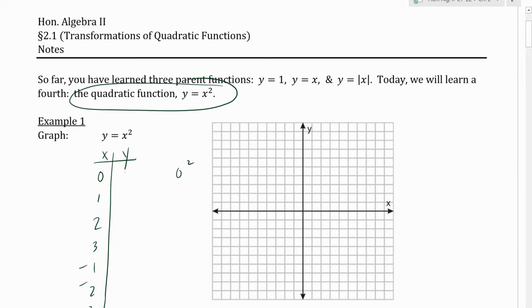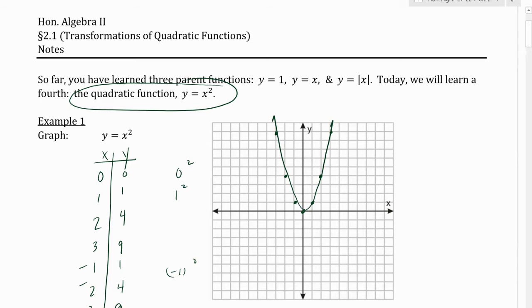So 0 squared, 0. 1 squared is 1. 2 squared is 4. 3 squared is 9. Negative 1 squared, 1. Negative 2 squared, 4. Negative 3 squared, 9. So we put all these points on there. 1, 2, 3, 4. 9. All right, there we go.